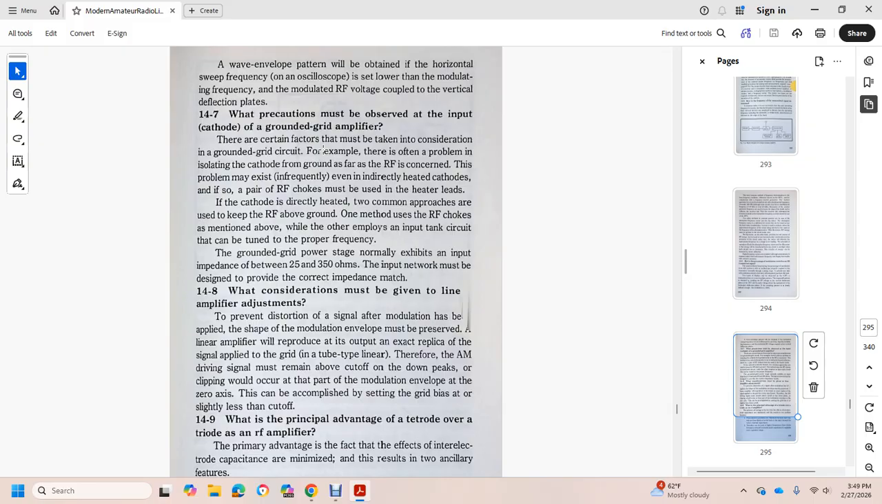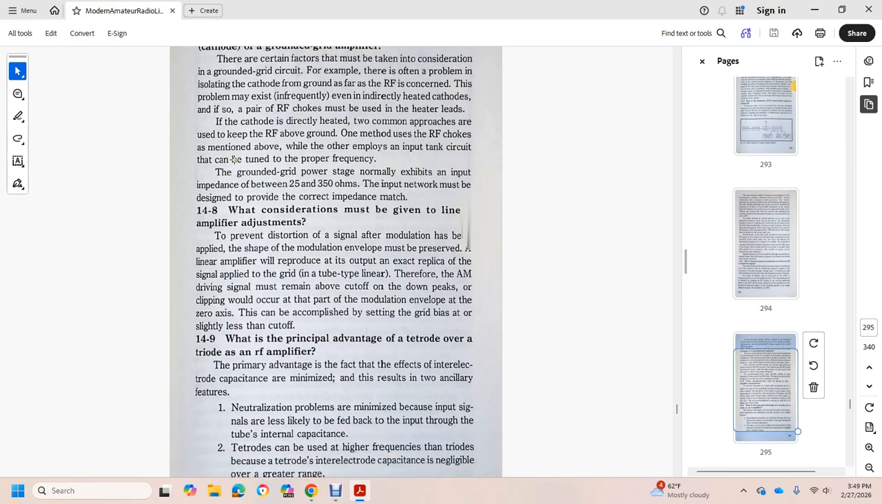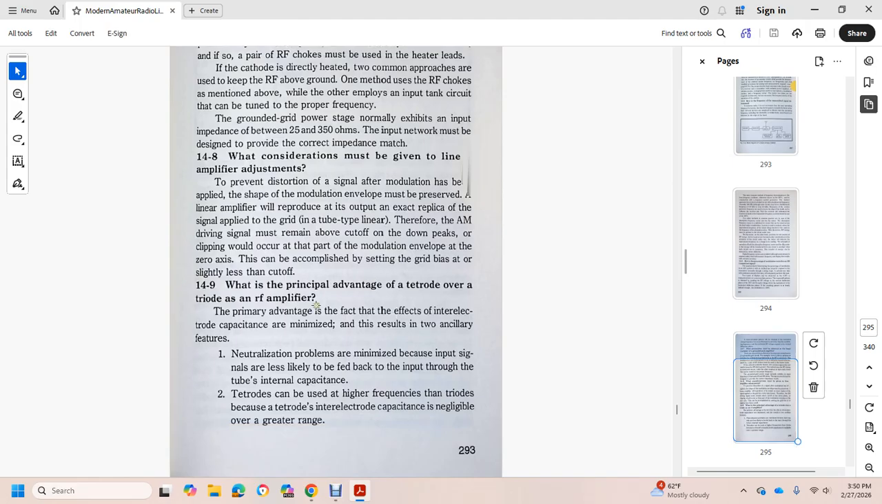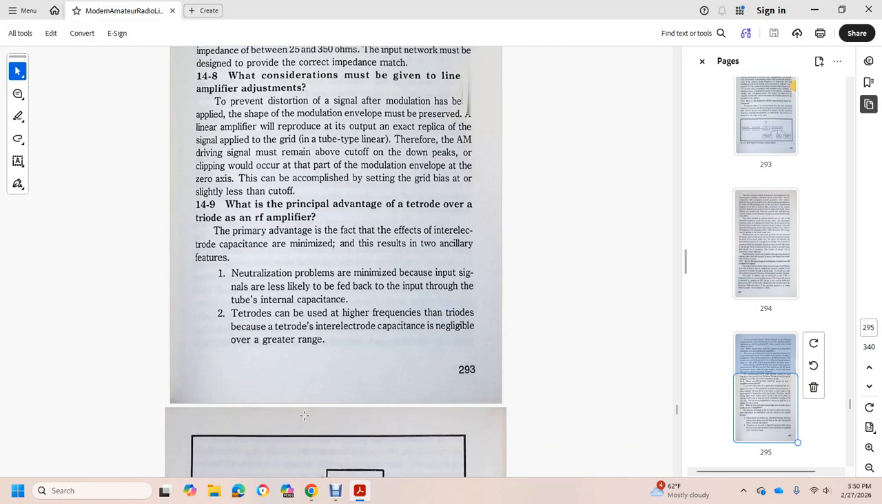This should be accomplished by setting the grid bias at slightly less than cutoff for the radio frequency amplifier. The principal advantage of the tetrode over the triode in a radio frequency amplifier is that the inter-electrode capacity is minimized, with two ancillary results. Neutralization is properly minimized, because the input signal is less likely to feed back to the input through the internal capacity of the tube. Tetrodes can also be used at a higher frequency than triodes, since the inter-electrode capacity is negligible over a great range.